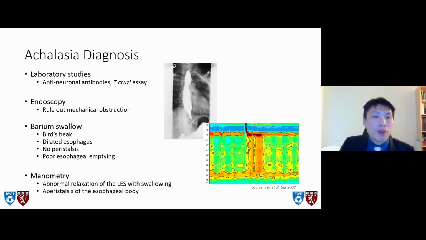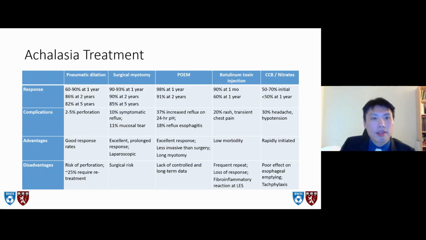Barium swallows may show a bird's beak appearance, although not all the time. Also a dilated esophagus and no peristalsis of the esophageal body. Manometry generally shows abnormal relaxation of the lower esophageal sphincter with swallowing and aperistalsis of the esophageal body.